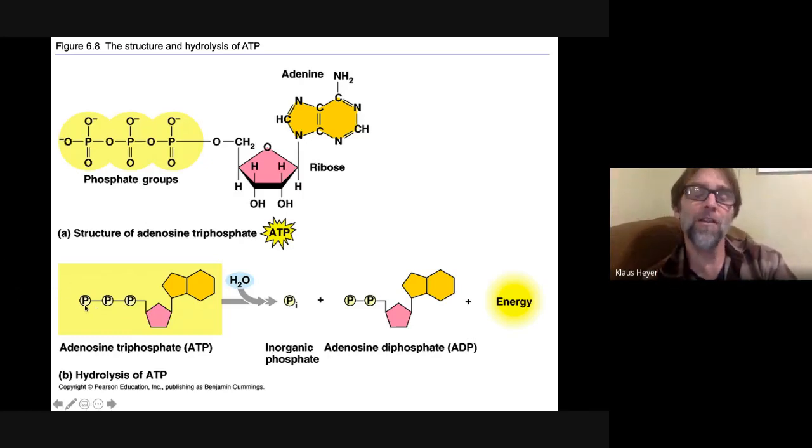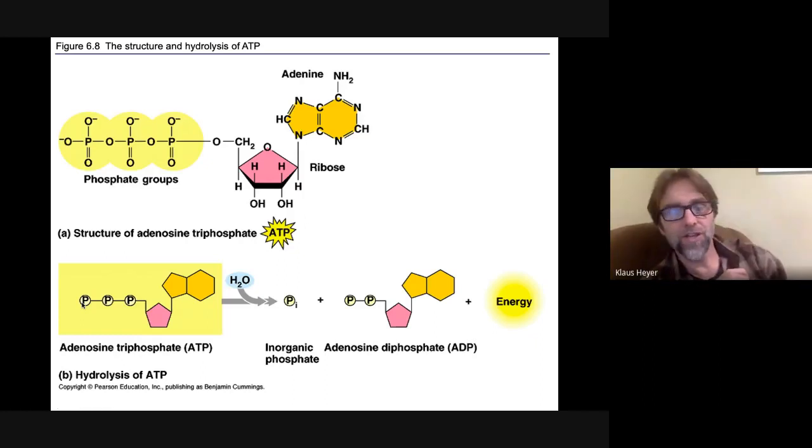So this third phosphate comes off all the time. We'll put it back on and it's going to break off. We put it back on and it breaks off all the time. That's how this molecule works. This last P breaks off, and whatever it ends up touching, it transfers its energy into it.